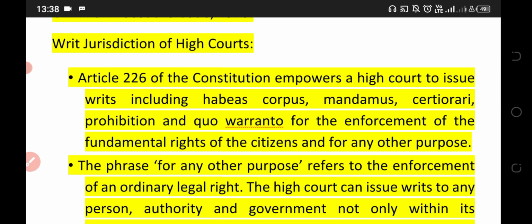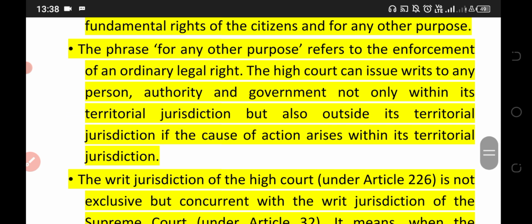Writ Jurisdiction of High Courts. Article 226 of the Constitution empowers a High Court to issue writs including habeas corpus, mandamus, certiorari, prohibition, and quo warranto for the enforcement of the fundamental rights of the citizen and for any other purpose. The phrase "for any other purpose" refers to the enforcement of an ordinary legal right. The High Court can issue writs to any person, authority, and even government, not only within its territorial jurisdiction but also outside its territorial jurisdiction, if the cause of action arises within its territorial jurisdiction.